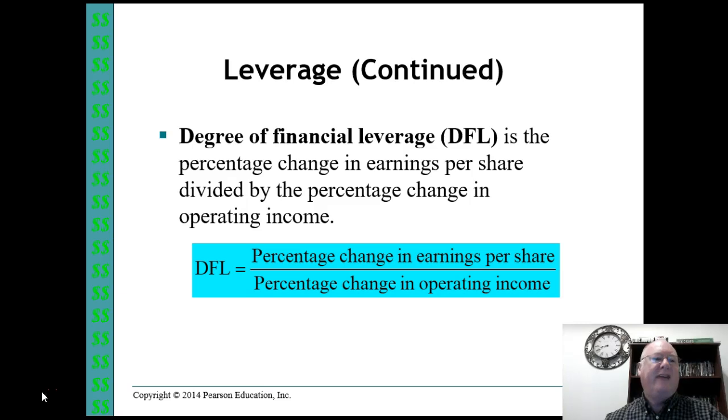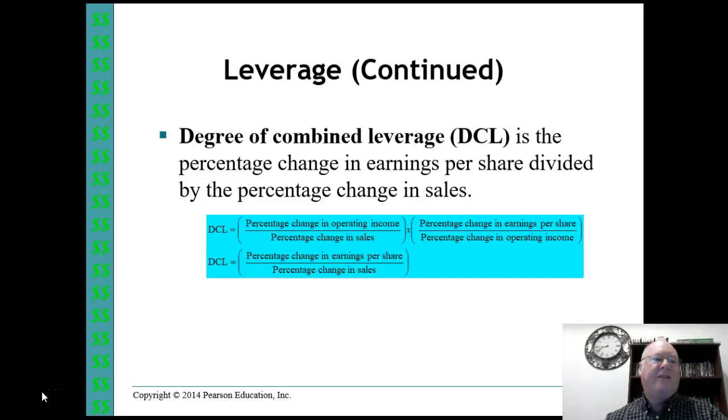in leveraging your debt decisions. This really brings us to the combining of these, which is your degree of combined leverage, your DCL, which is the percentage change in earnings per share divided by the percentage change in sales. So if you look at these things, you just see that, again, you're combining the numerators and the denominators.